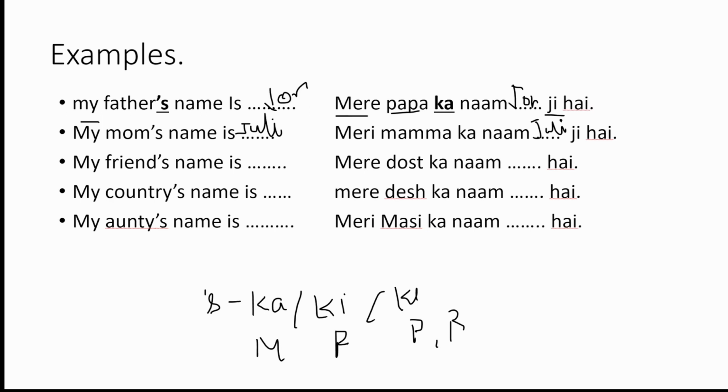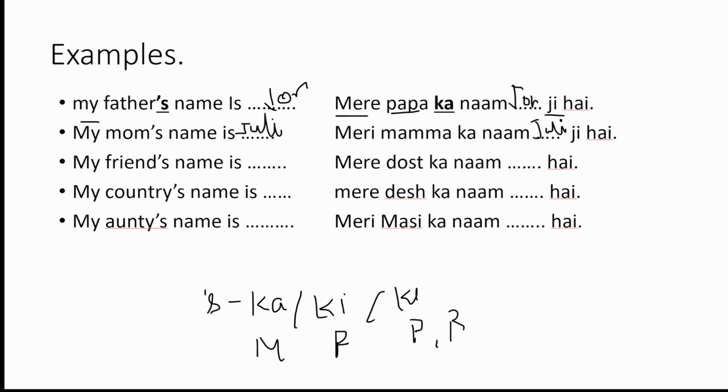Okay. Now, if you want to talk about your friend's name, you can say my friend's name is. So मेरे दोस्त, friend is दोस्त, for apostrophe s का for male, नाम, and then है. मेरे दोस्त का नाम, whatever your friend's name is, you can put here. Similarly, for this, my country's name is, so मेरे देश का नाम, and this है. If you are from USA, you can say my country's name is America. तो मेरे देश का नाम अमेरिका है.